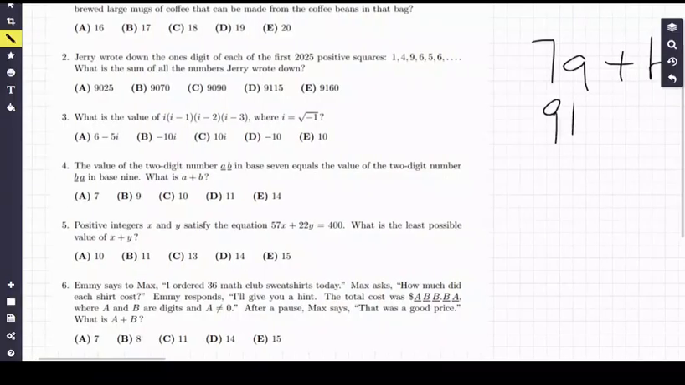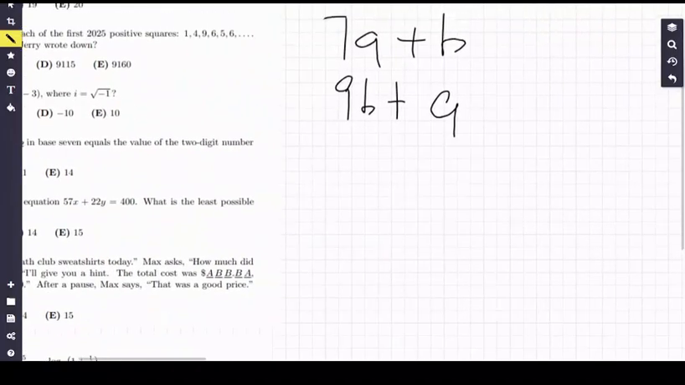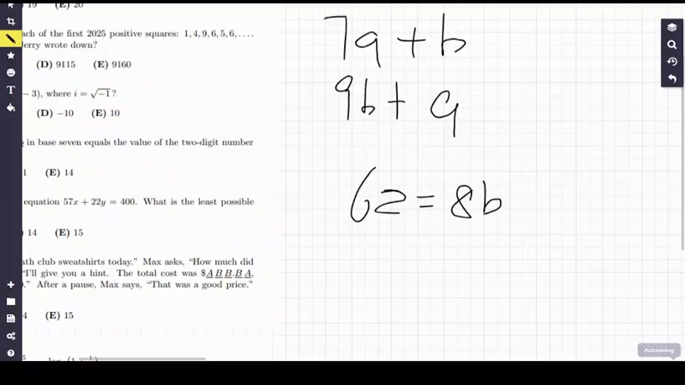But it's always math. All right, 9B plus A. So we could set these equal to each other, and you'll realize that you're going to get a ratio. When you set this equal to each other, you get 6A is equal to 8B. Or otherwise, you could reduce this and say 3A equals 4B.